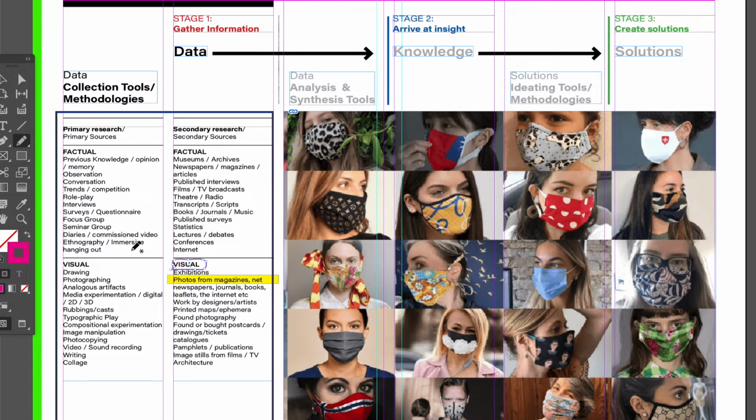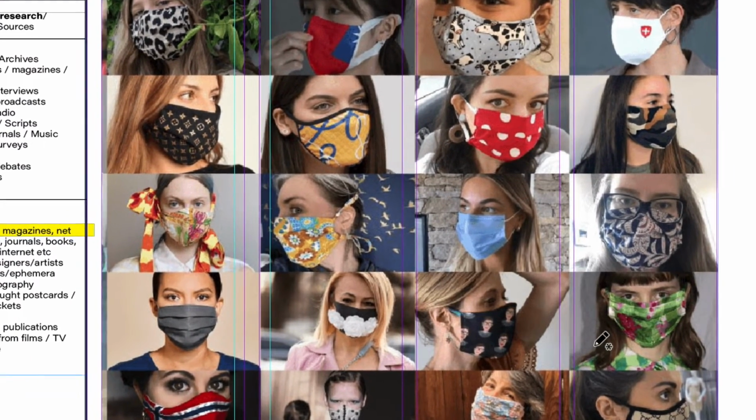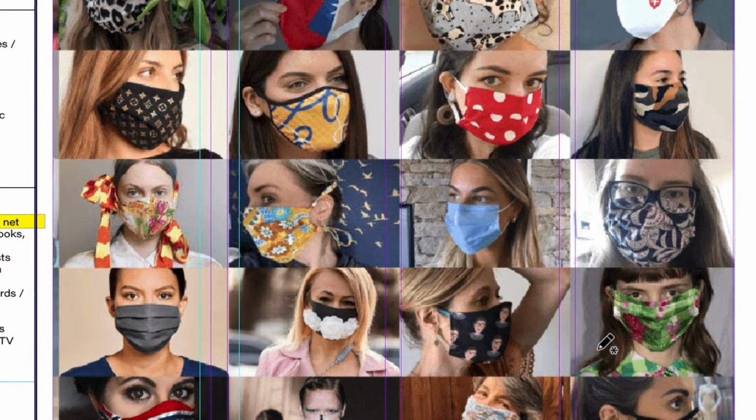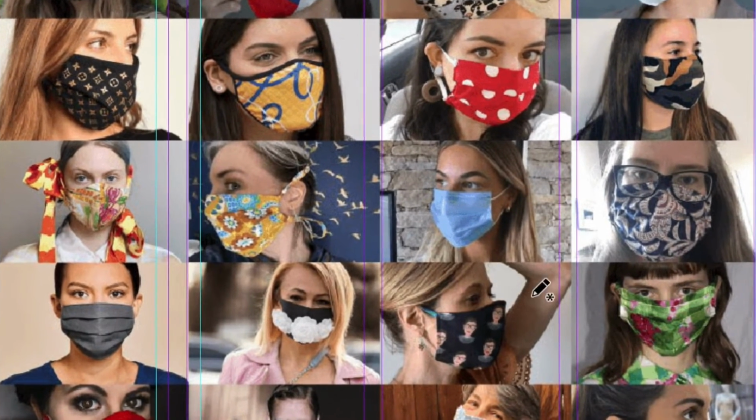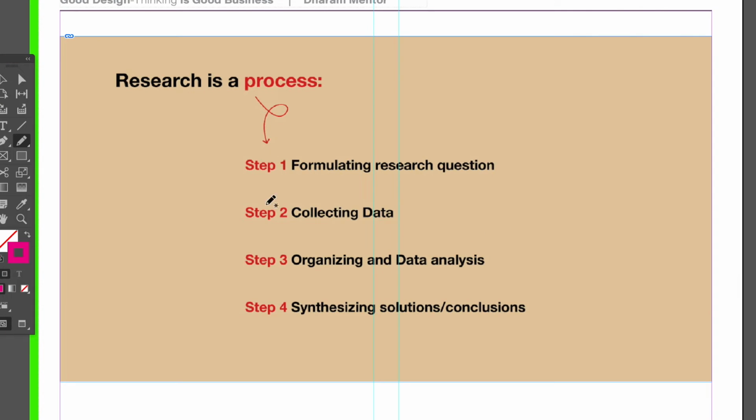You use a visual as a medium to do research. Therefore, it's called visual research, wherein you collect visual inputs and start using analysis tools to arrive at possible solutions. So as we know, research is a process.